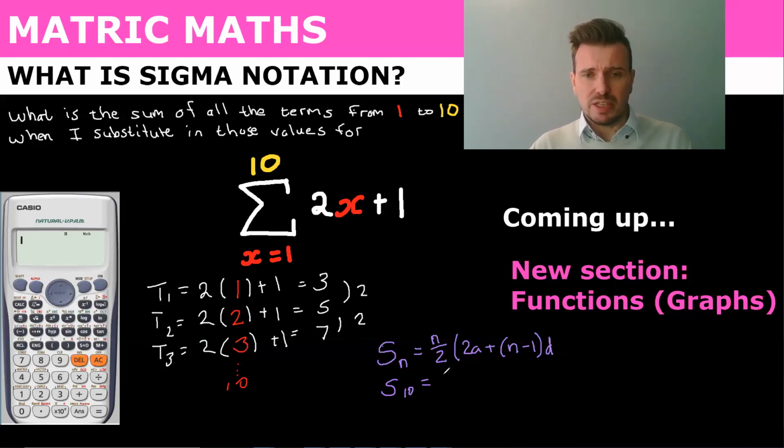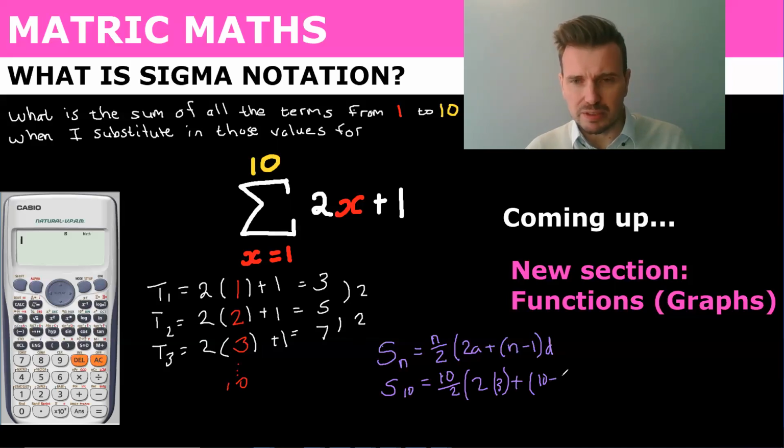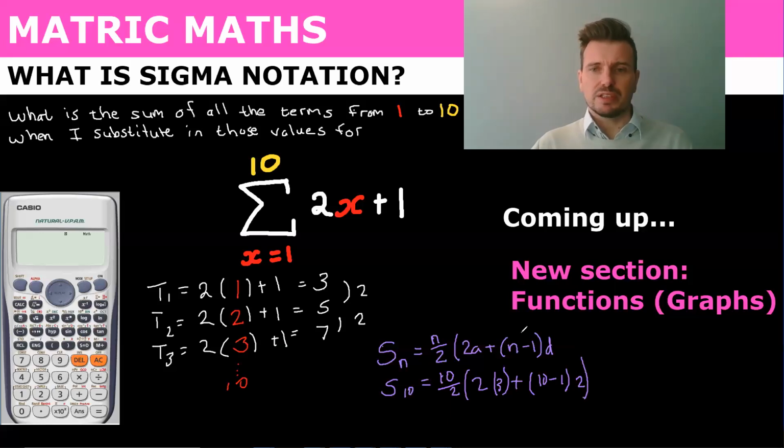So we substitute in 10 over 2, and then our first number was 3, plus, and then our n is 10, and we multiply that by the difference, which is 2. And we can just put that in our calculator.